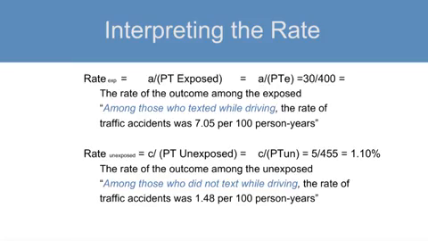And here is how you would interpret the rate in the exposed and the rate in the unexposed. Among those who texted while driving, the rate of traffic accidents was 7.5 per 100 person years. Whereas for the rate in the unexposed, among those who did not text while driving, the rate of traffic accidents was 1.48 per 100 person years.